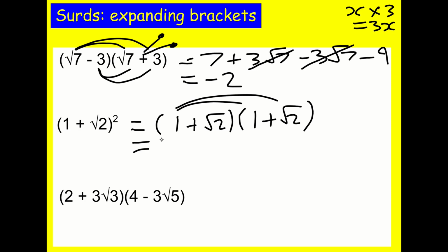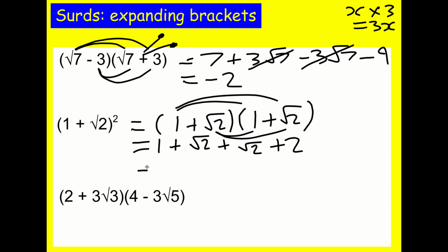It's going to be 1 times 1, which is 1, plus 1 times root 2, which is just root 2. And I'm going to do my bottom crab claw. I'm going to add on root 2. And then finally, I'm going to add on root 2 times root 2, which is 2. That's the definition of the square root. You multiply it by itself, and you get the number inside the root.